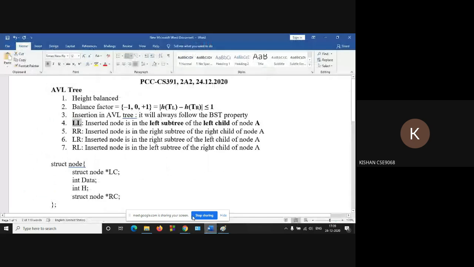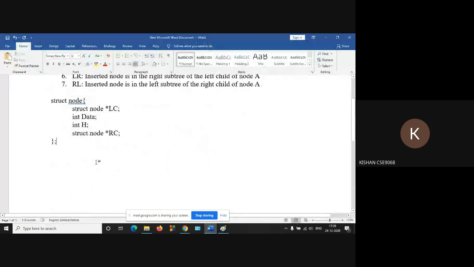Sir, why are we rotating it? Okay, so this is the rule. So insert 96, 85, 110, 64, and 90. Suppose you are given these nodes: 96, 85, 110, 64, and 90.